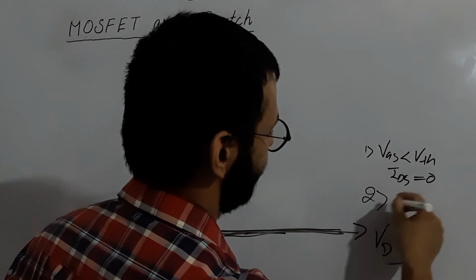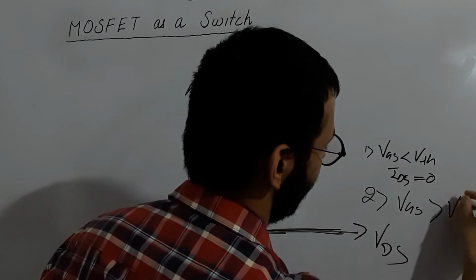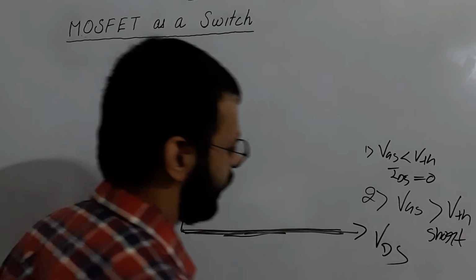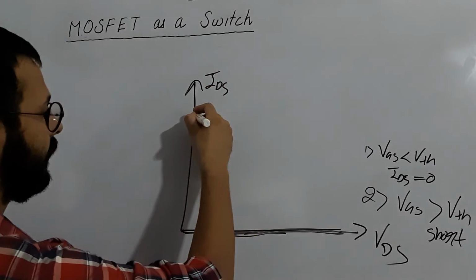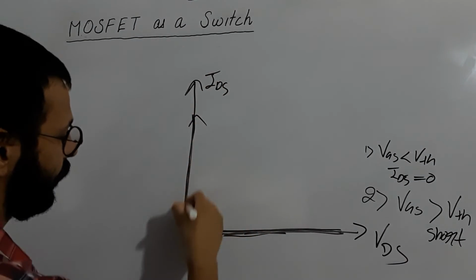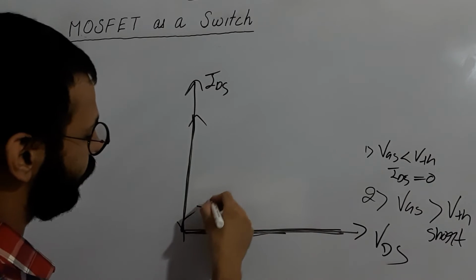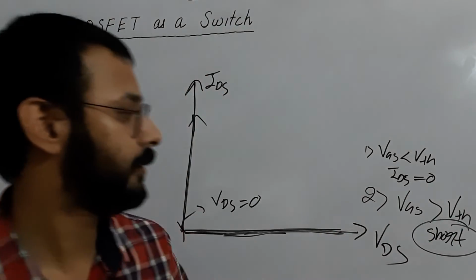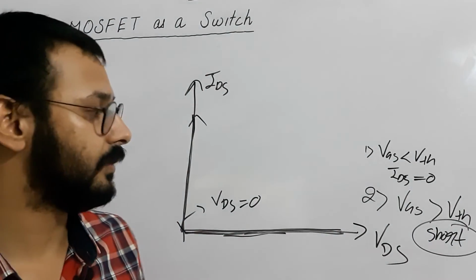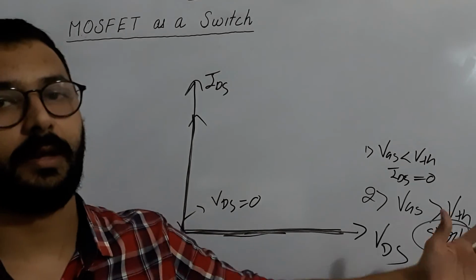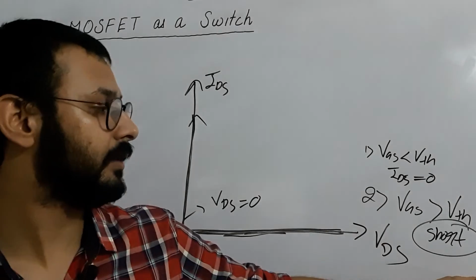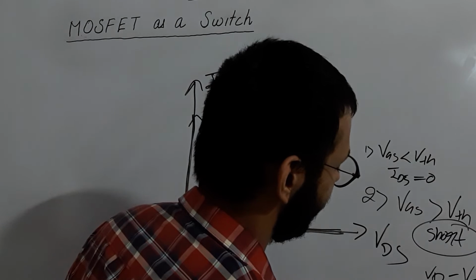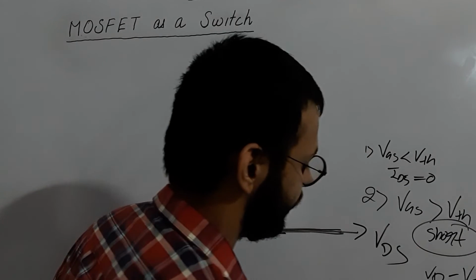If I apply 1000 volt, it doesn't matter, the current IDS is 0 at every cost. Now move to the second point, VGS is greater than VTH. In this case, short. Our circuit becomes short. Now we can see VDS is 0. Why? Because short means VDS will be 0. The drain voltage is exactly the same as the source voltage. So VD is equal to VS, that's why VDS is equal to 0.